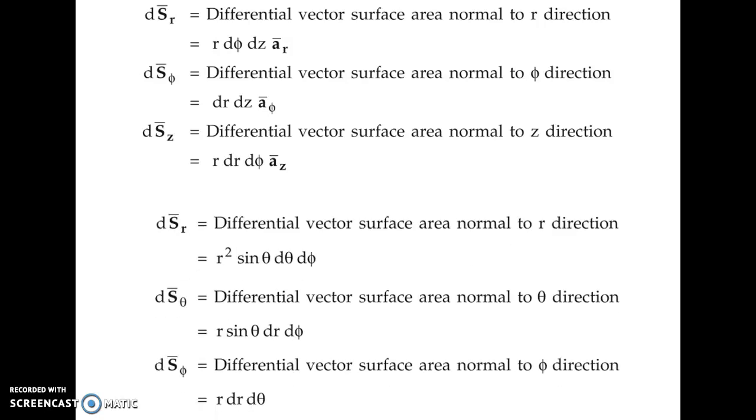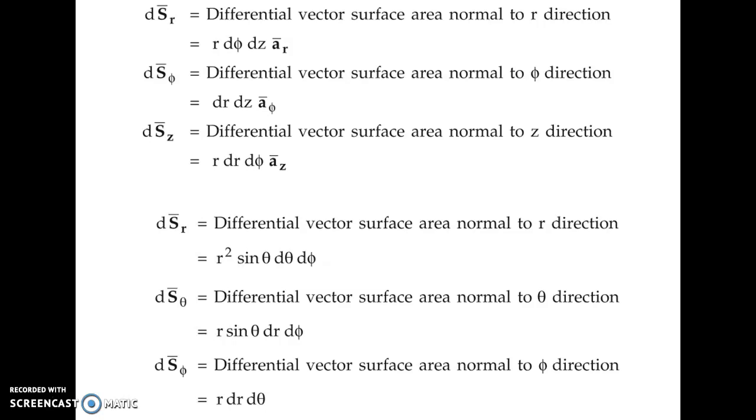With respect to the spherical coordinate system, we know there are three axes, that is r, theta and phi. So with respect to the r axis it is r square sine theta d theta d phi, and with respect to the theta axis it is r sine theta dr d phi, and with respect to phi it is r dr d theta.